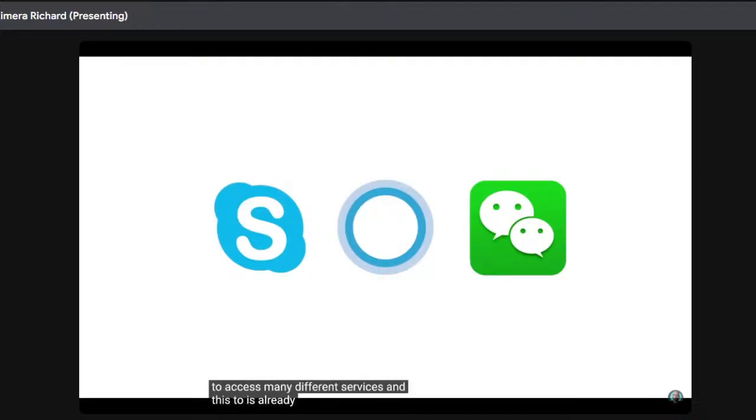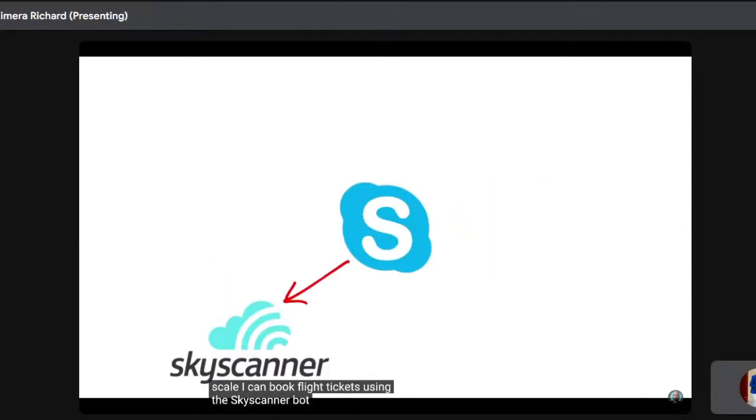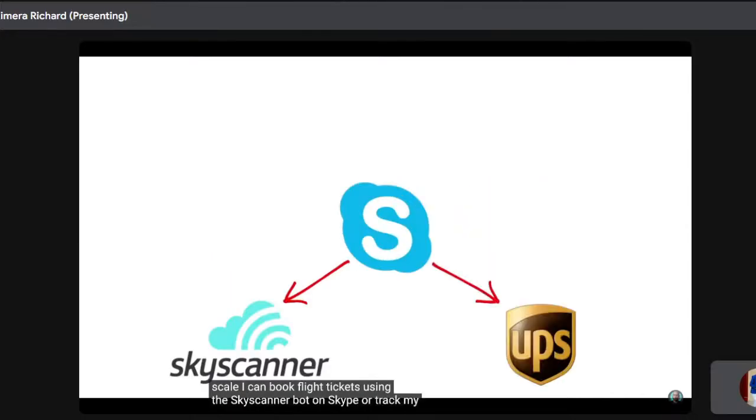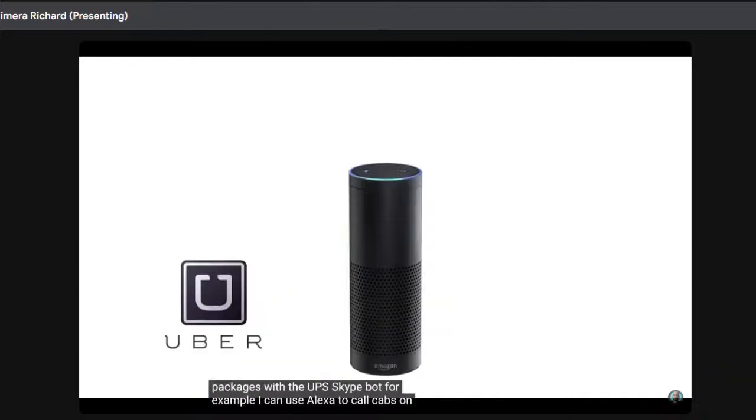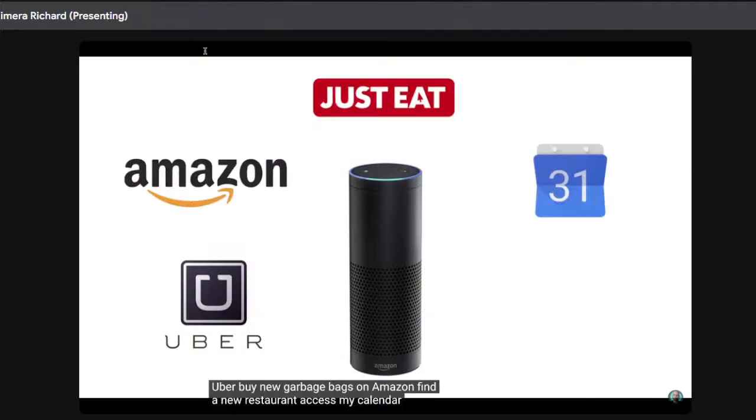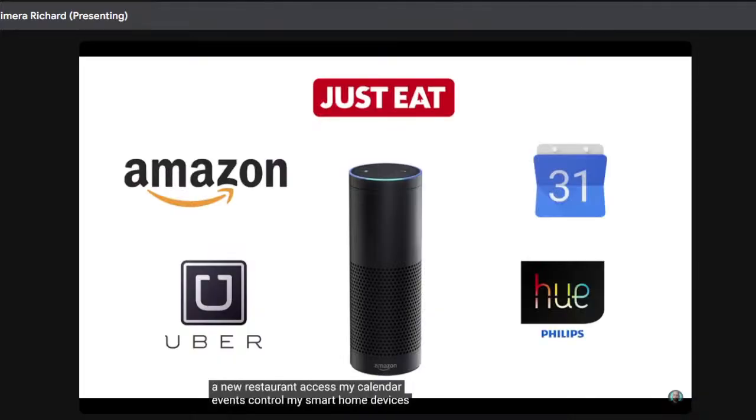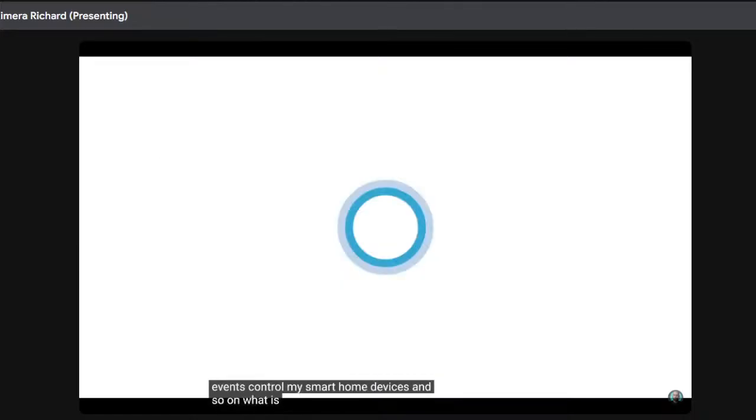And this too is already happening on a small scale. I can book flight tickets using the Skyscanner bot on Skype, or track my packages with the UPS Skype bot, for example. I can use Alexa to call cabs on Uber, buy new garbage bags on Amazon, find a new restaurant, access my calendar events, control my smart home devices, and so on. What is neat about these aggregators is that they can move between platforms and devices quite easily.